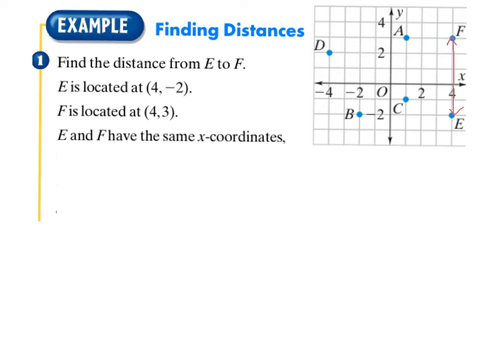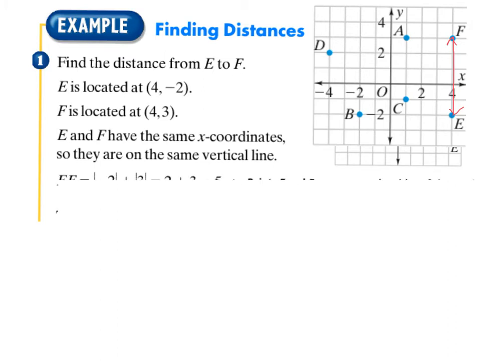So E and F have the same x-coordinates because it's a straight line. So it makes a vertical line. So we have to use the absolute value of -2 plus the absolute value of 3. Those are our x-coordinates and our y-coordinates, and they are on opposite sides of the x-axis. So since they're on opposite sides of the x-axis, we're adding them rather than subtracting them.